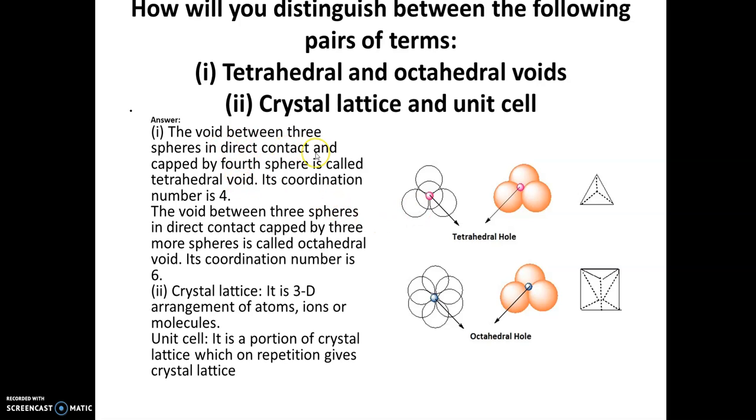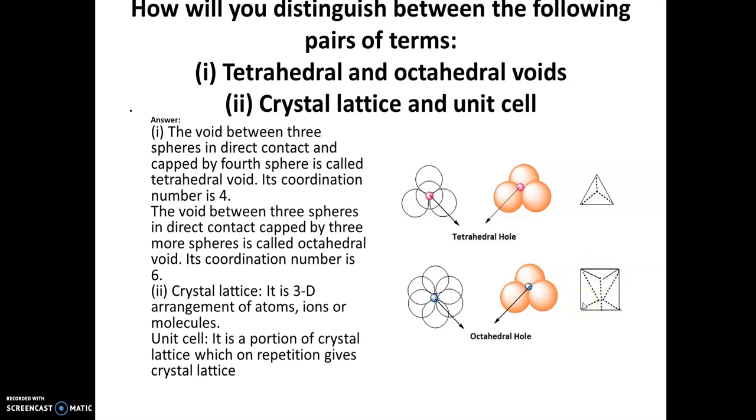The void between 3 spheres in direct contact and capped by a 4th sphere is called a tetrahedral void. Here you can see 3 spheres. If one sphere is placed above these three spheres, you can see the type of void. This void is a tetrahedral void. It has the shape of a tetrahedron, so it is known as a tetrahedral void. Similarly, for octahedral voids, if three spheres are arranged over these three spheres, we get an octahedral void, in the shape of an octahedron.